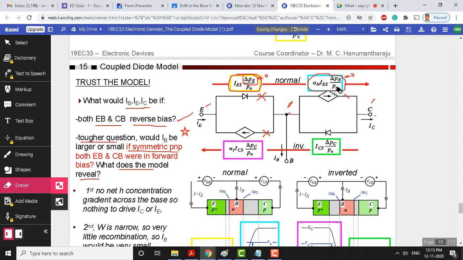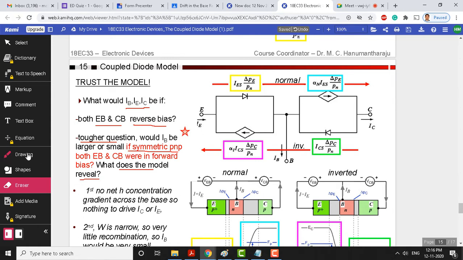Anybody? I hope you understood the question here. IB would be negligible. IB is negligible, a very small quantity.